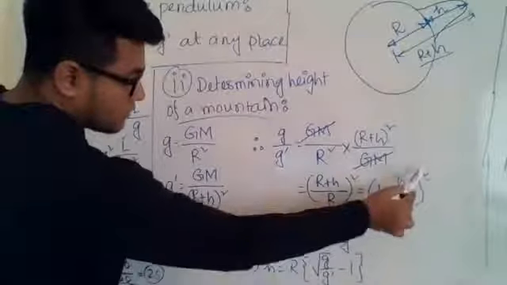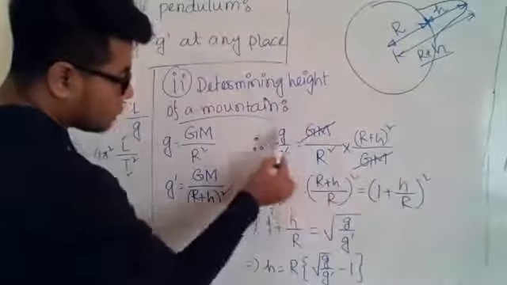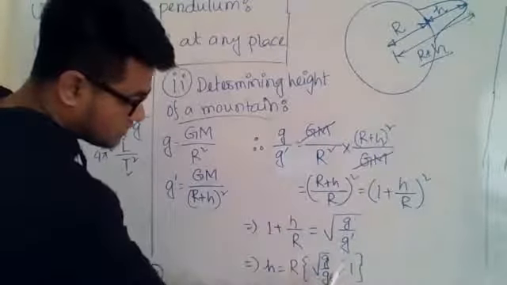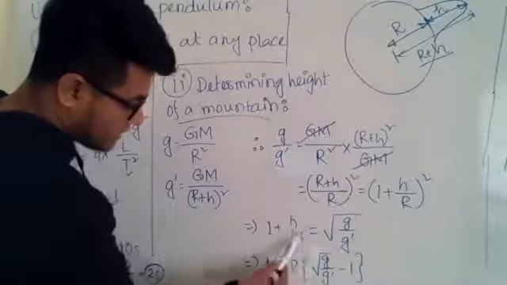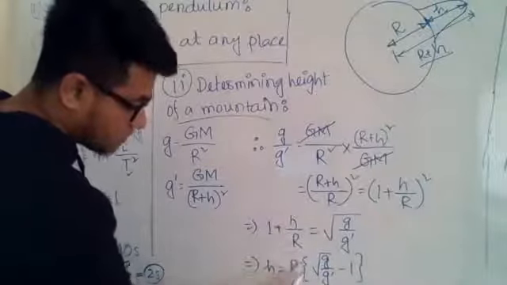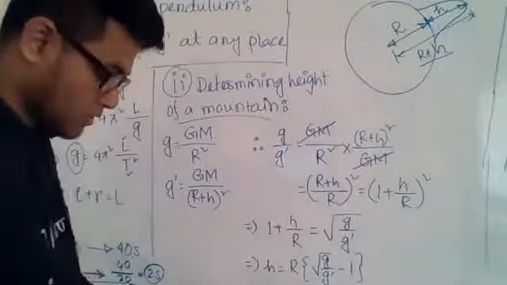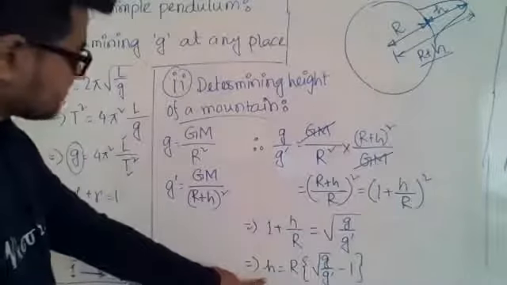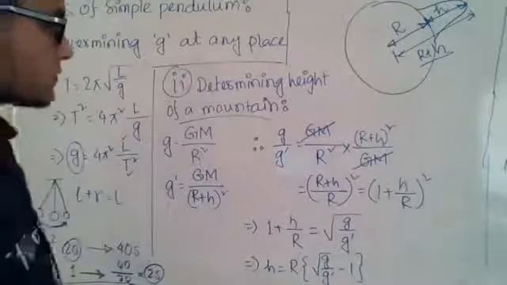Then we take root over, the square will be gone and root over G by G prime will be here. Then 1, if I change the side, it will become -1, and this R is divided here. So if I cross multiply it, it will be multiplied with this one. So using this equation, we can easily find out the height H of the mountain.